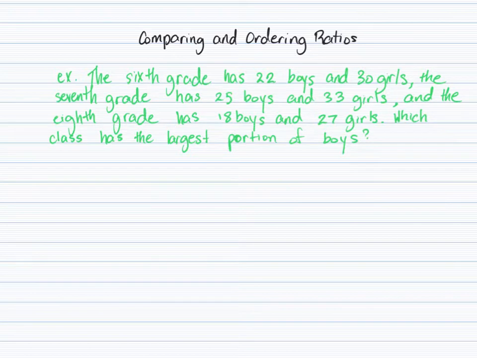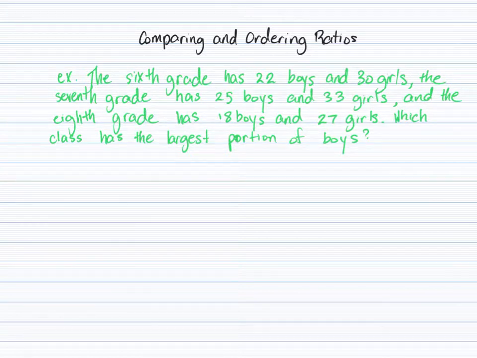All right, so now in this example that you can see on the page, the sixth grade has 22 boys and 30 girls. The seventh grade has 25 boys and 33 girls. And the eighth grade has 18 boys. Now, just because there are 25 boys in the seventh grade, that does not mean that the proportion of boys in the seventh grade is highest. We have to compare the proportion, or compare the number of boys to girls. So here's how we go ahead and do that.